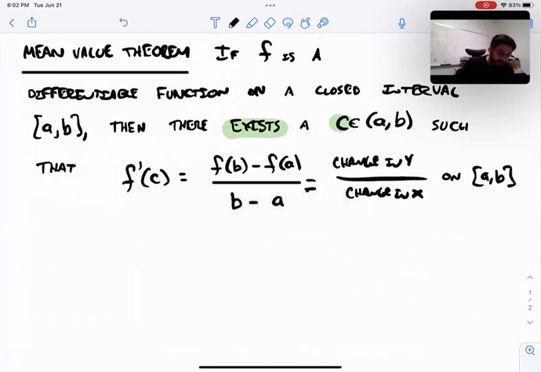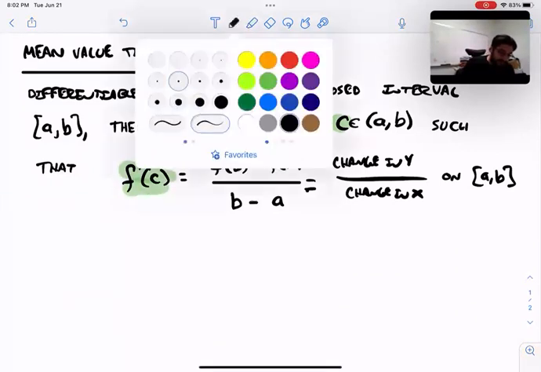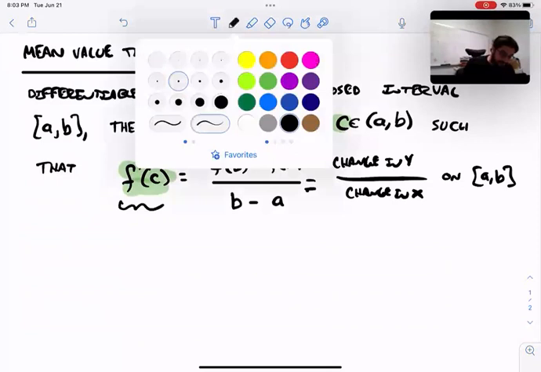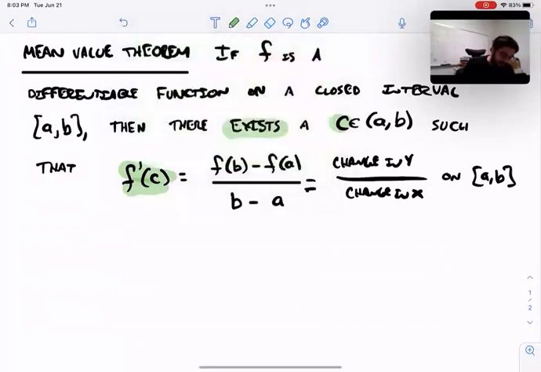One nice way to think of this quantity here, f prime of c, is as an instantaneous rate of change, or the slope of a tangent line. That's a great way to think of that. So this represents the slope of a tangent line at some point x equals c.